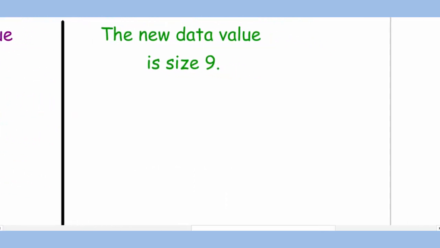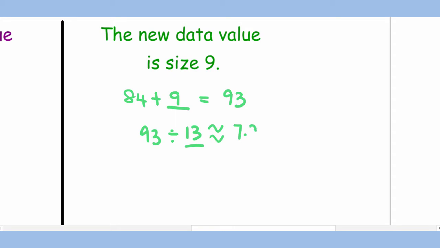So adding 7 to the list brings us the same mean as the original. If the new data is 9 instead, the new sum of 84 plus 9 is 93. And 93 divided by 13 is approximately 7.2. Notice how adding 9 to the list brings us a larger mean than the original.